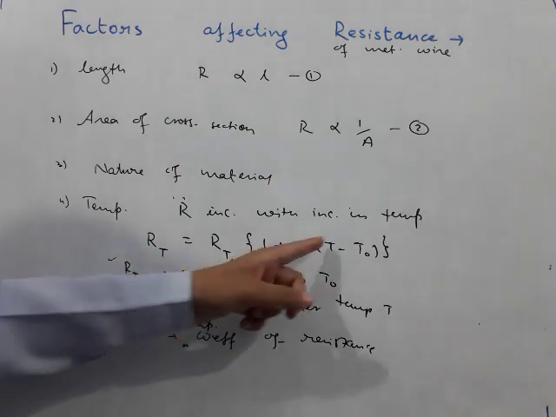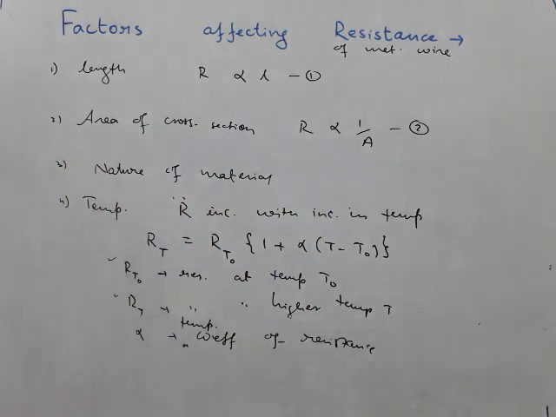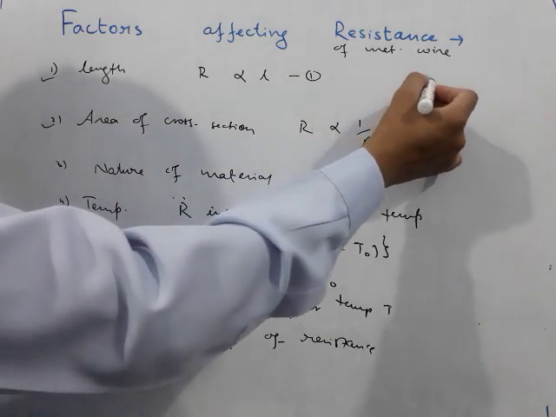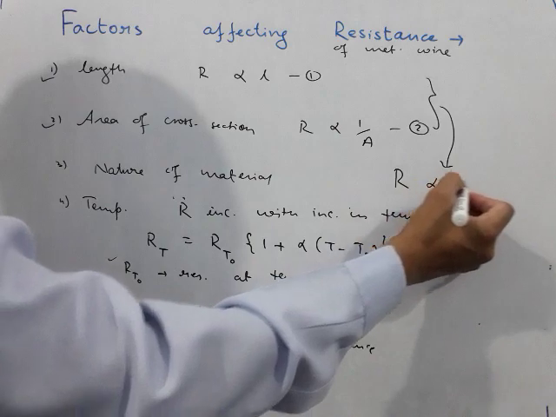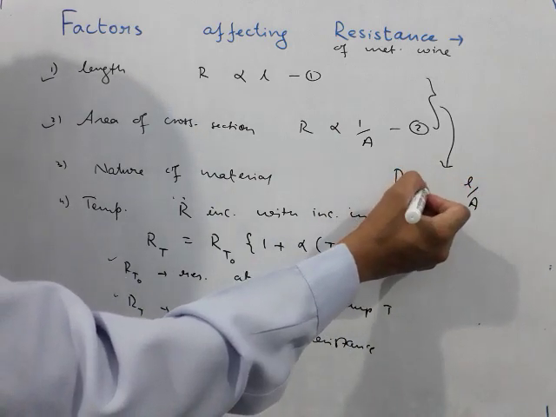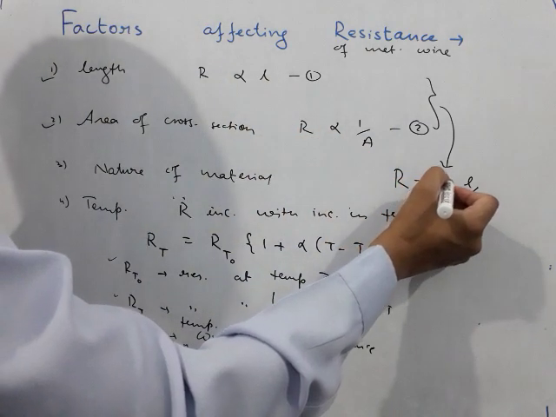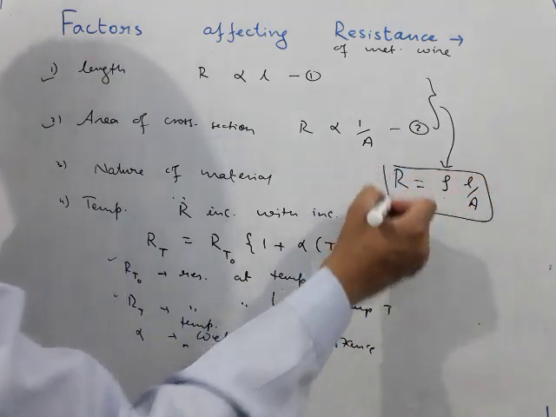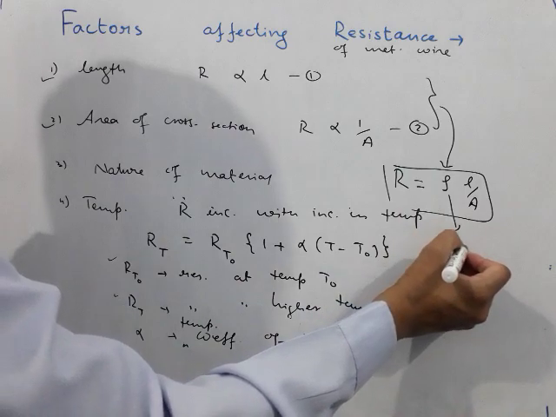So it clearly indicates that if you increase the temperature, then resistance will also rise. Now we are in this particular chapter more interested in these two relations. R proportional to L, R proportional to 1 by A, these two relations can be combined to give you R proportional to L upon A. And if you remove the proportionality symbol, then you have to use some proportionality constant. That proportionality constant you must know, that is rho. And what is rho? Rho is referred to as resistivity.